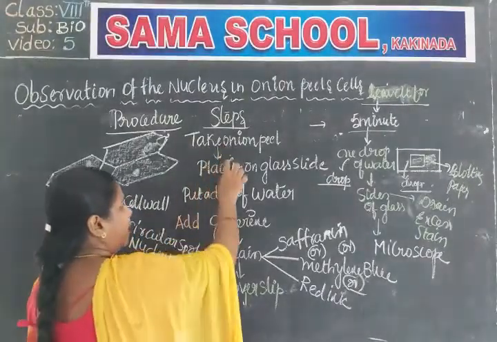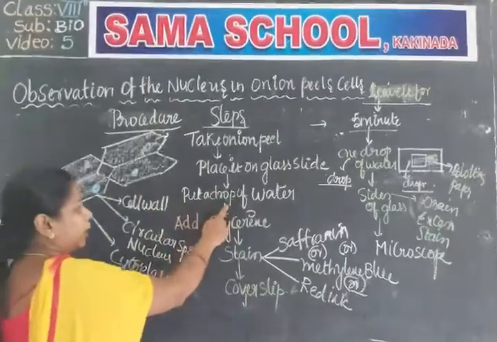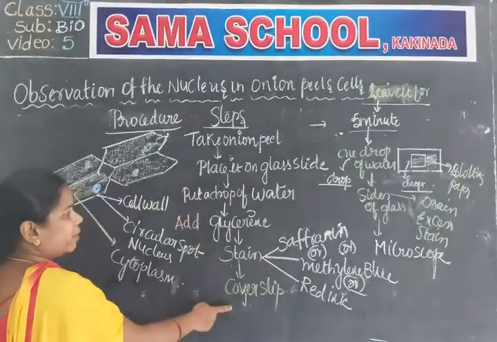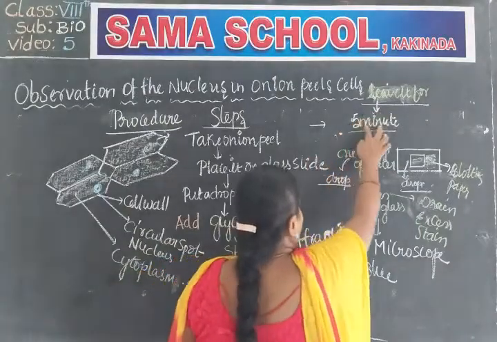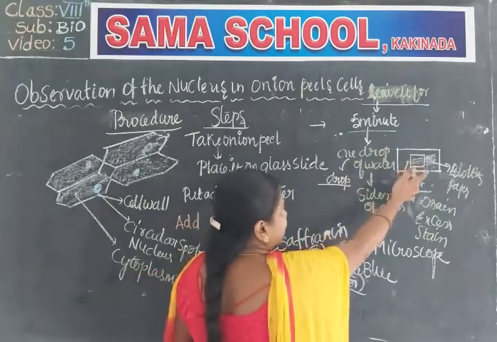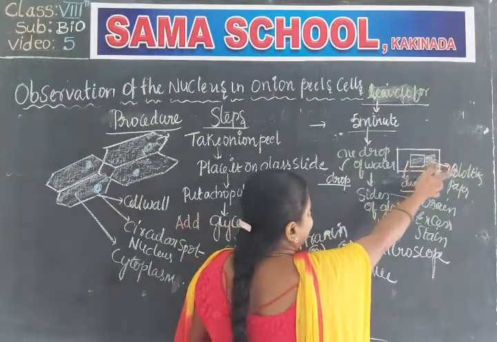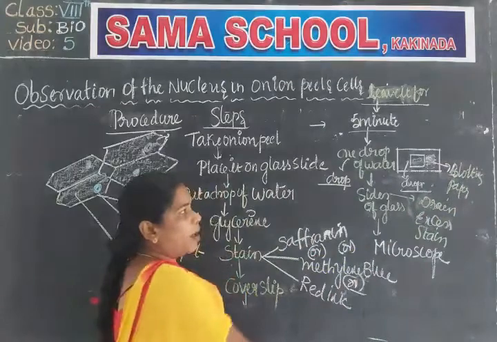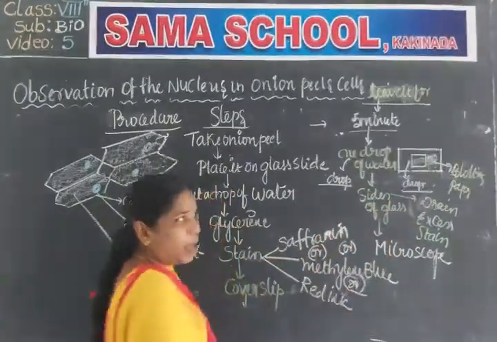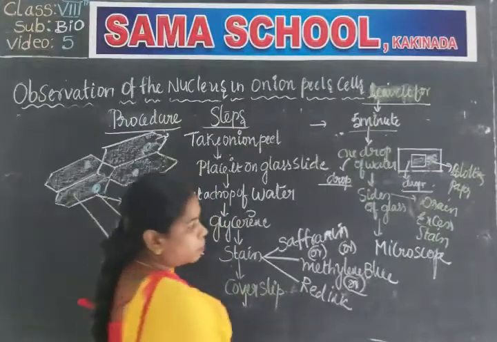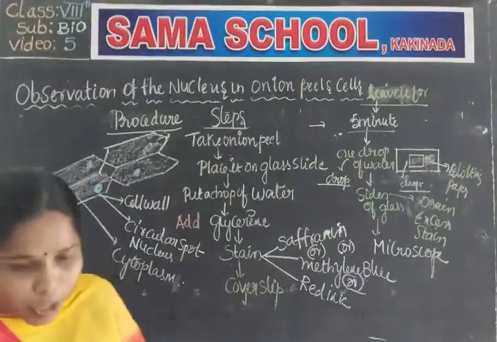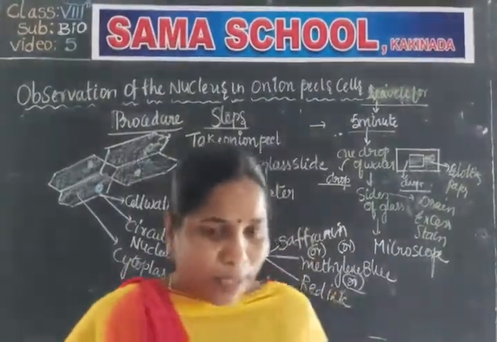So take onion peel, place it on a glass slide, put a drop of water, add glycerin and add stain, cover with the cover slip, leave it for 5 minutes, and after 5 minutes add one drop of water from the side of the glass slide, and on the other side place the blotting paper. After drying, put it under the microscope. When you observe under the microscope, you can find these types of structures, which I want to show you in the book.